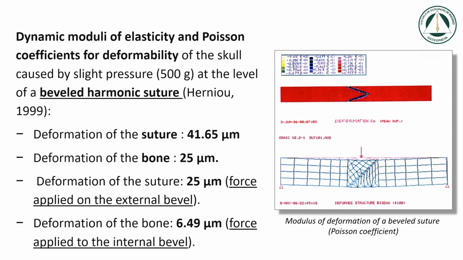The diagram on the right, taken from a study published by Hernew, shows the deformation of a beveled suture. This was done using the Poisson coefficient of deformation.